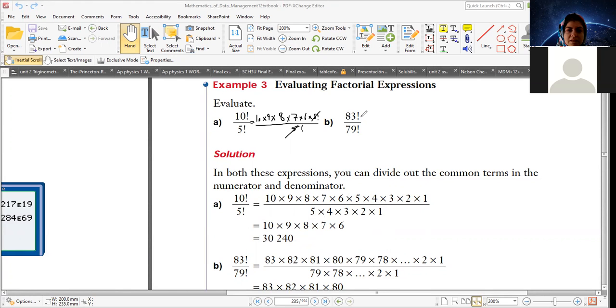The same thing for 83 factorial divided by 79 factorial. It is 83 all the way you multiply, right? When you get to the 79, instead of 79, you put this one as 79 factorial. And then you can cancel the 79 factorial with the denominator, which is 79 factorial. That was it.